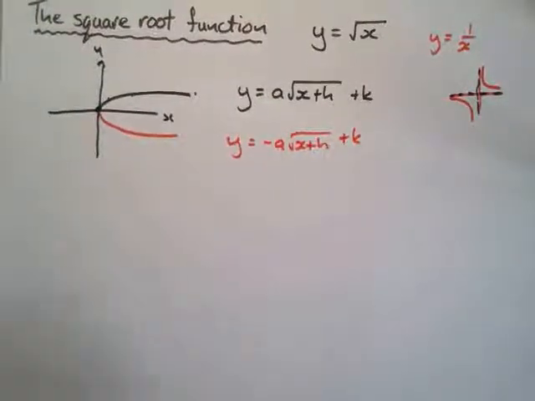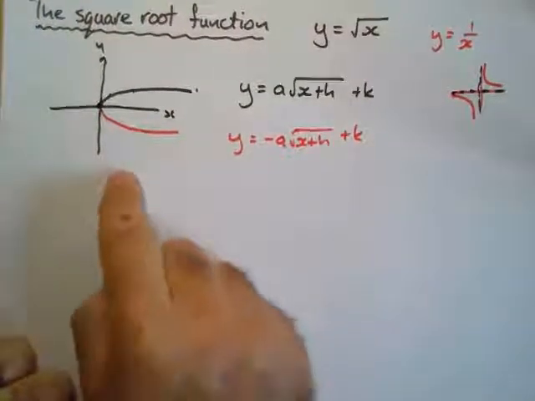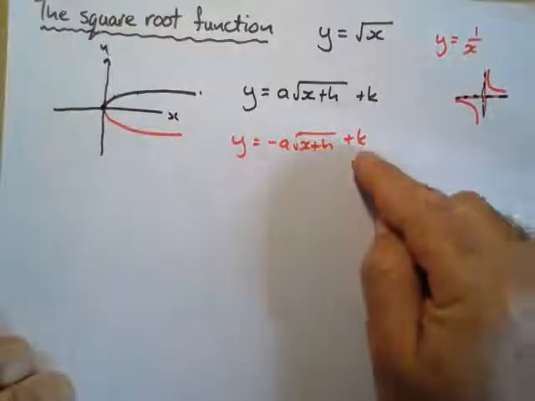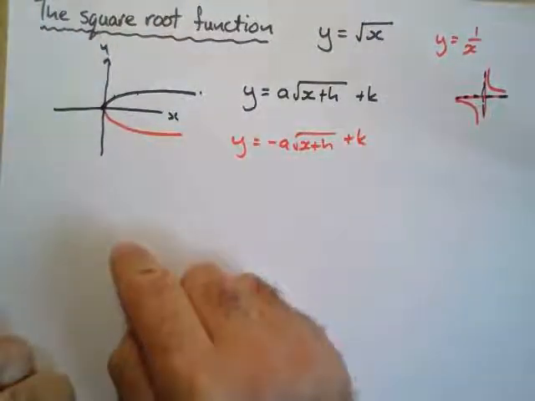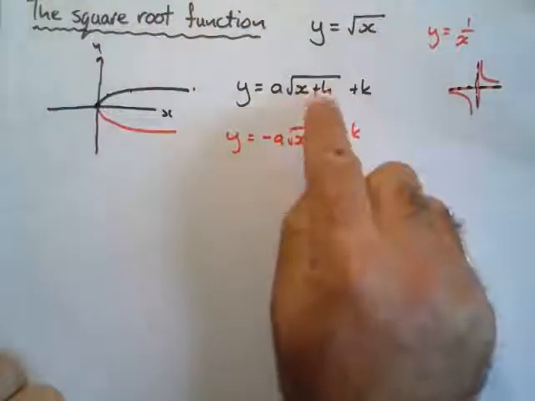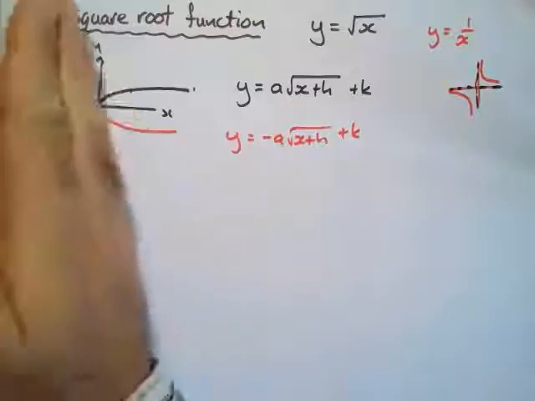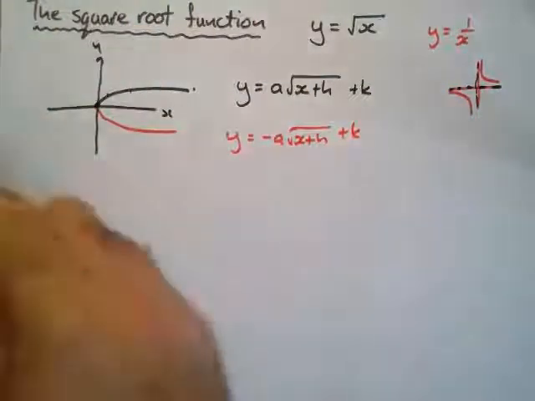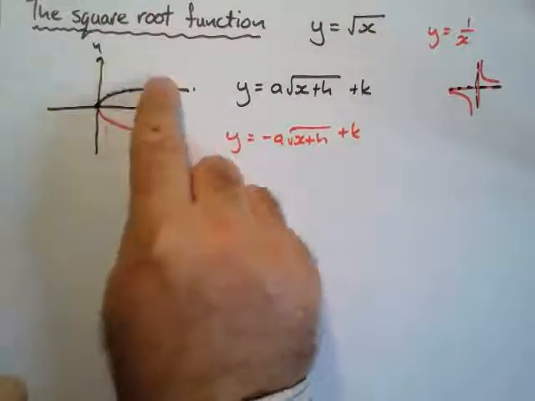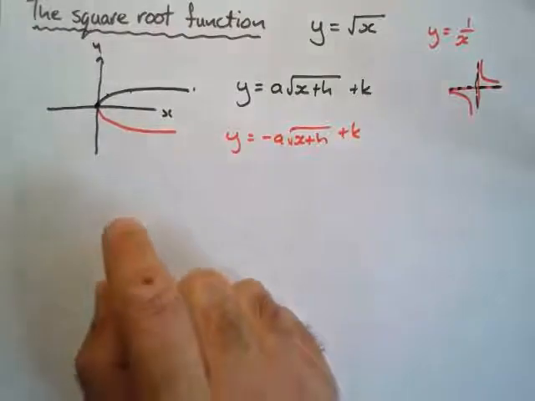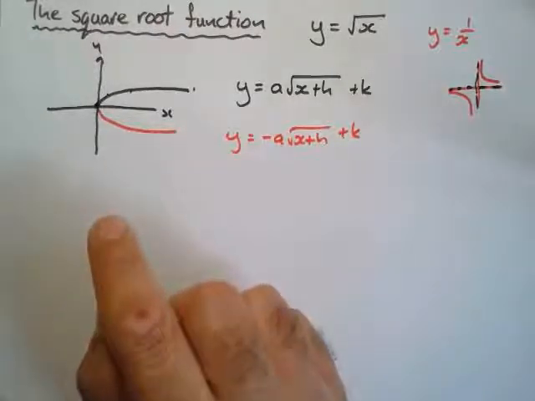Okay. So that is what happens there. The k is just going to move the point up and down. My h value will again move it left and right. If h is negative, it will move in the positive direction. If h is positive, it will move in a negative direction. So this point is the one that will change, and then I'll draw my graph from there. And I will show you how to do that shortly.